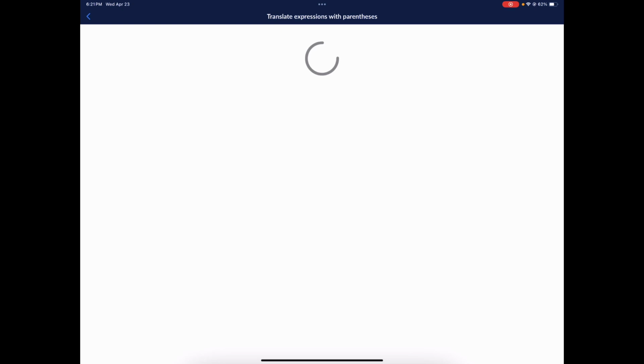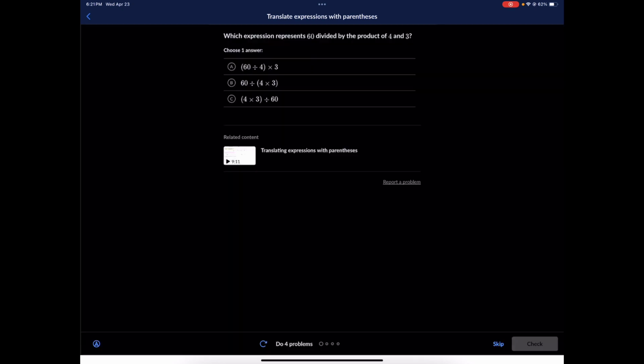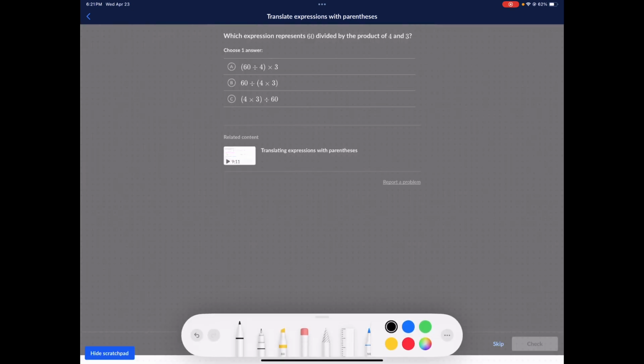Translate expressions with parentheses. Which expression represents 60 divided by the product of 4 and 3? So, let's see here. Remember that the product means multiplication.